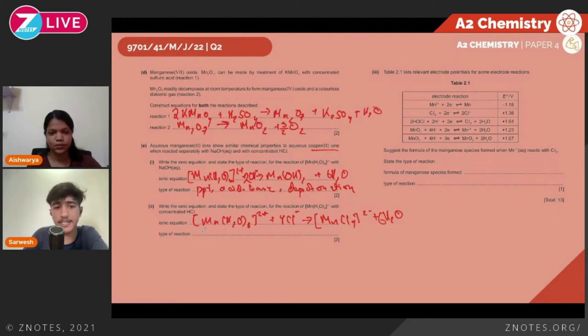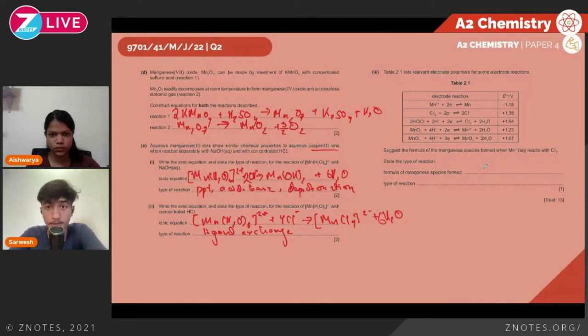This would be a ligand exchange reaction. Or also a substitution reaction because you're just substituting their ligands, basically just exchanging them, or a displacement reaction or anything.